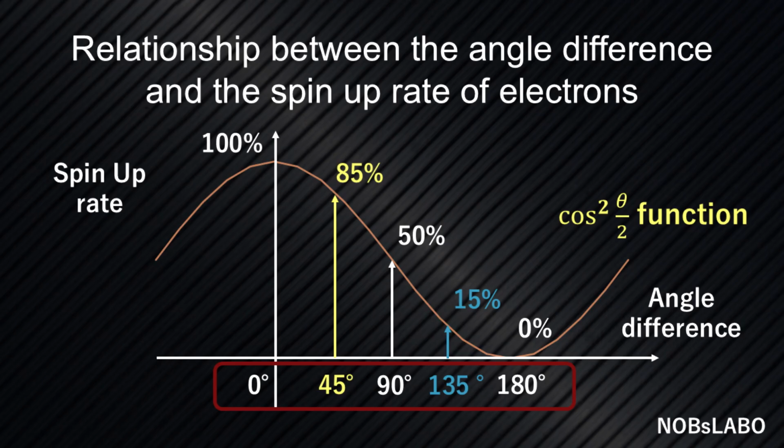As shown above, in the case of electron spin, we can see that the probability that the electron will pass through the second magnet while maintaining its spin-up is calculated by cosine squared of half the angular difference between the first and second magnets.